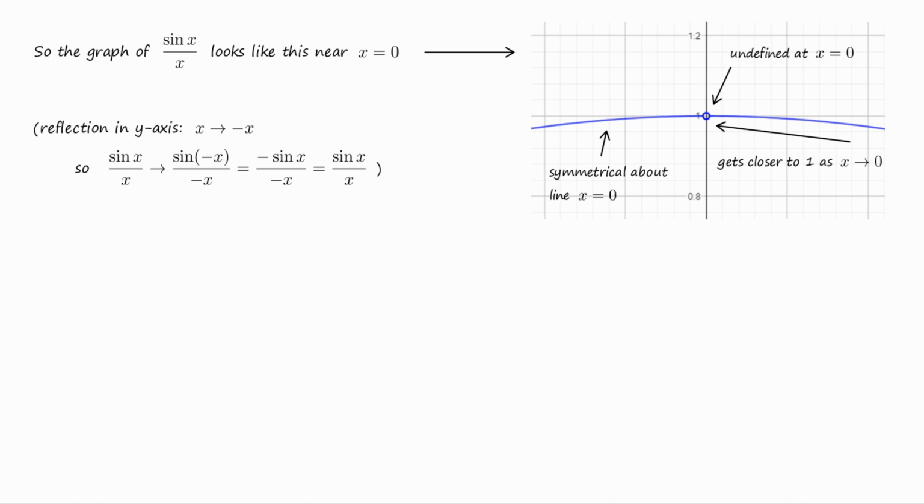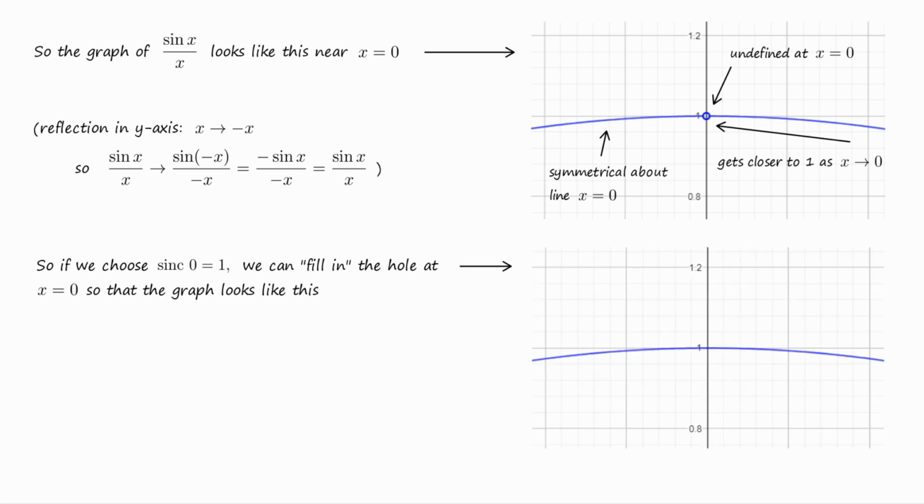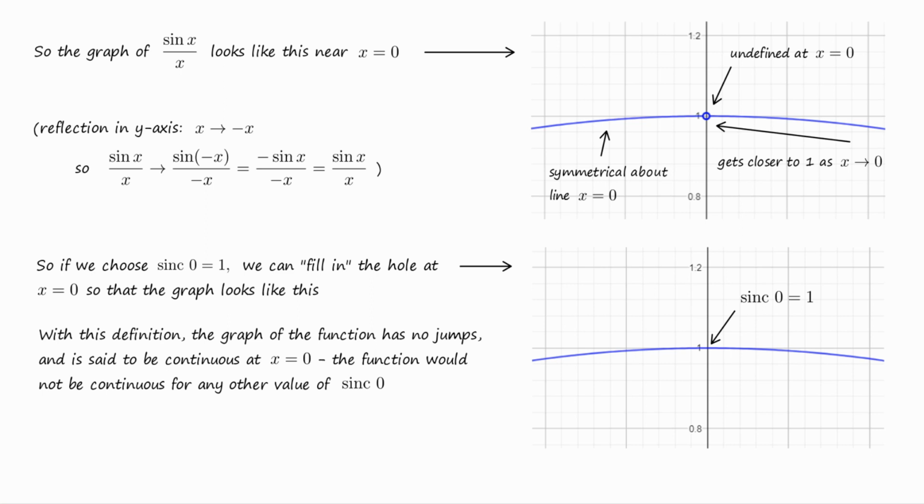And now we come to the main point. If we choose sinc 0 equals 1, then we can fill in the hole at x equals 0, and we obtain a graph like this, where we have replaced the hole with the value sinc 0 equals 1. And that is nice because now the graph is what we call continuous at every point. It has no breaks or jumps.